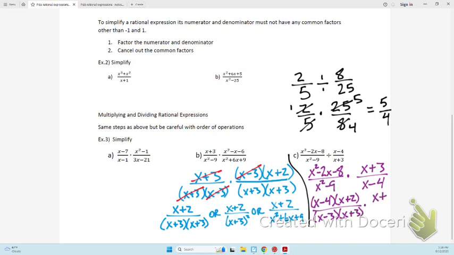And the second fraction, there's nothing to be done. No x squareds, no GCFs. All right. I see an x minus 4. I see an x plus 3. And we're done. So final answer, x plus 2 over x minus 3.